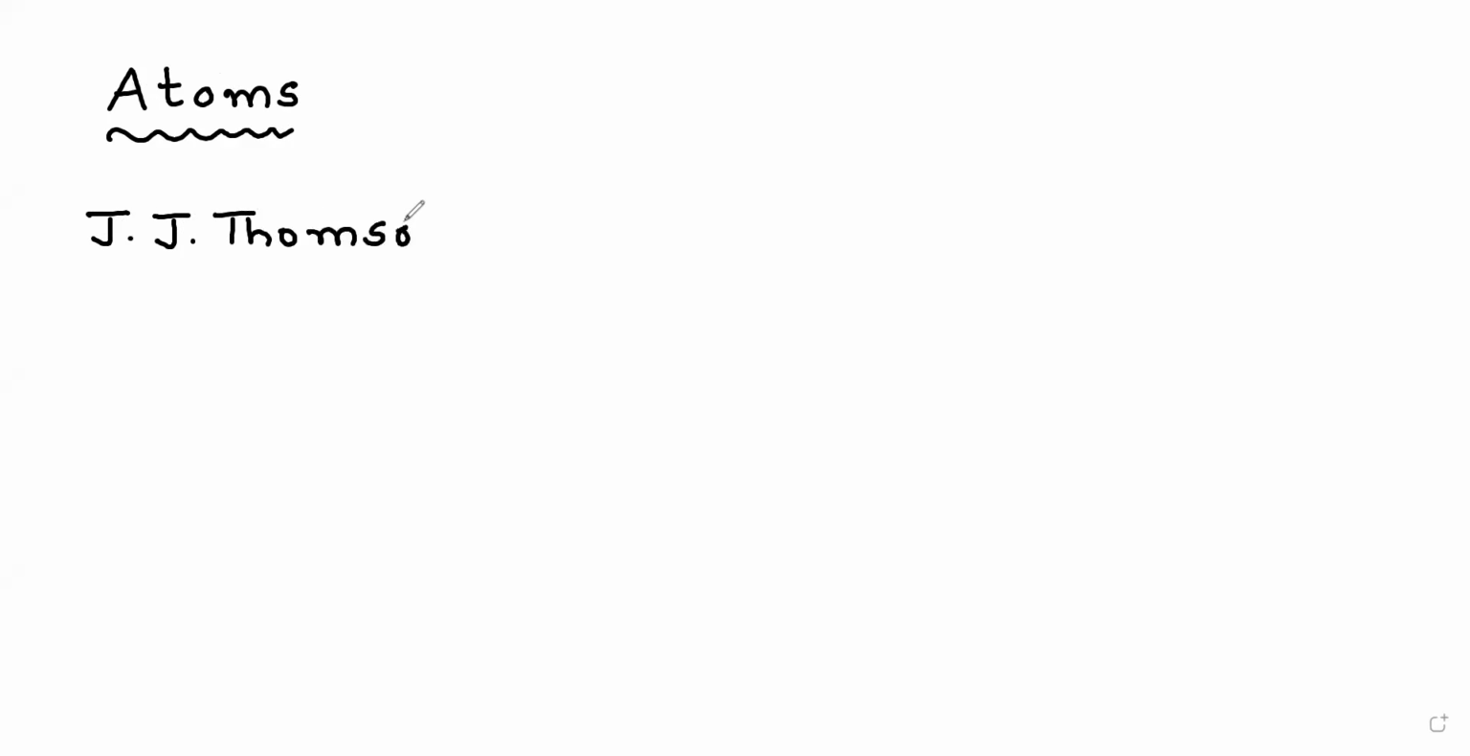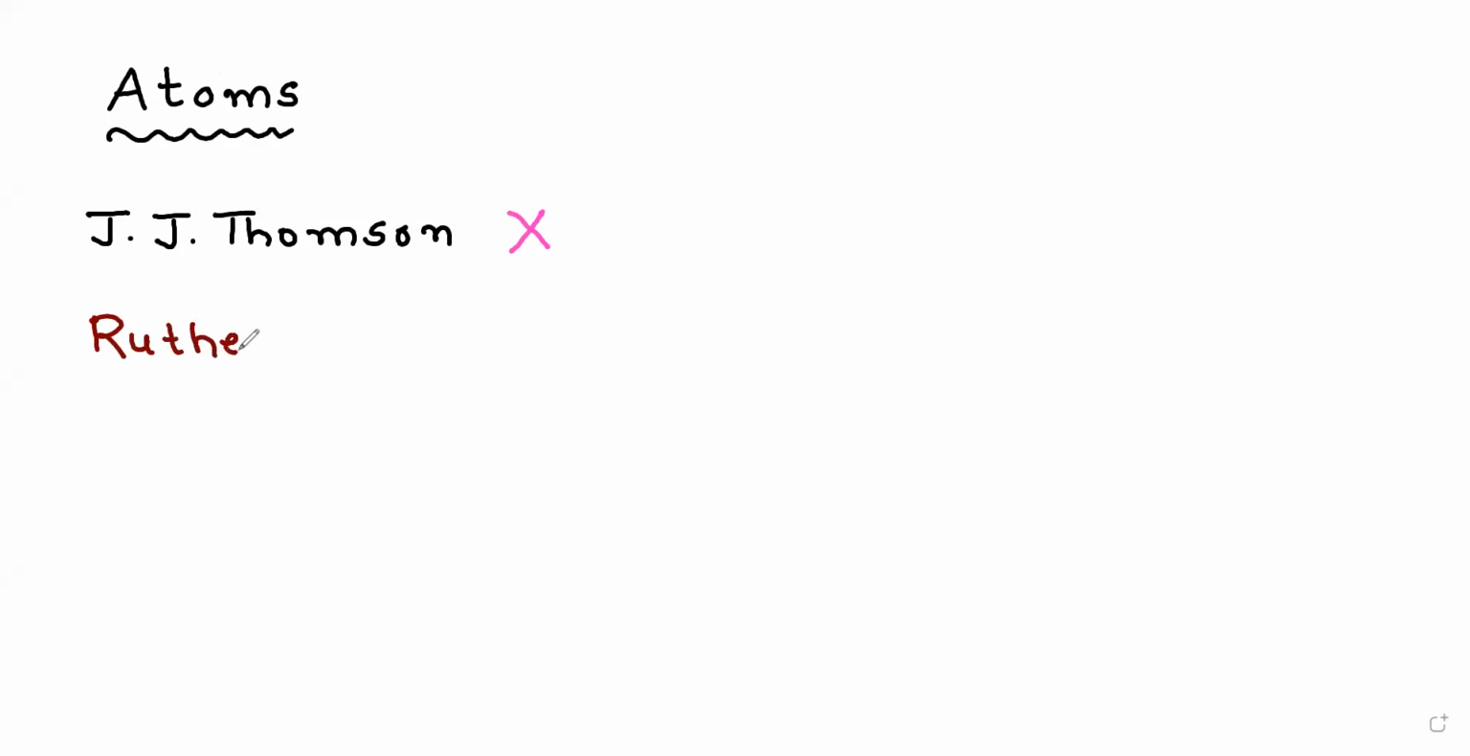The chapter for revision is atoms. As we all know, atoms are the smallest particle of matter. The first scientist who explained the structure of atom was J.J. Thomson, where he explained it as plum pudding model, watermelon model, and this explanation was not enough to explain the atomic structure. So the next scientist came, Rutherford.